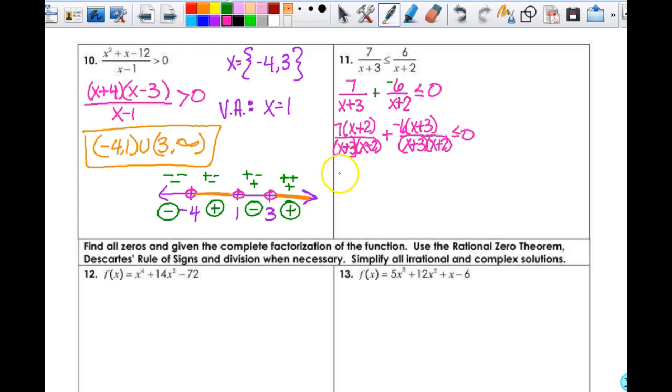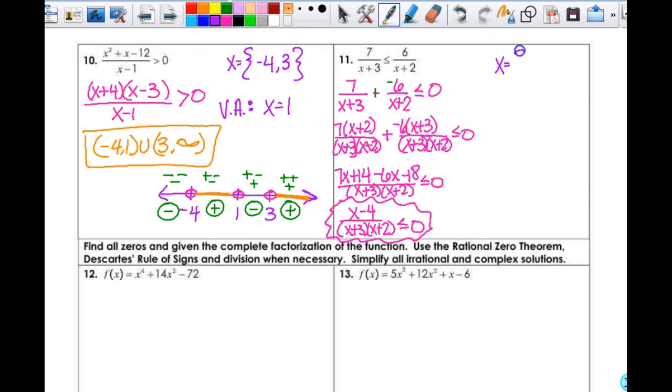Then when I distribute up here, this is going to give me 7x plus 14, and then negative 6x minus 18, all over x plus 3 times x plus 2, less than or equal to 0. This 7x minus 6x is x, positive 14, negative 18, minus 4, over x plus 3 times x plus 2, less than or equal to 0. So this is what I'm actually using. So much going on, I'll write that out.